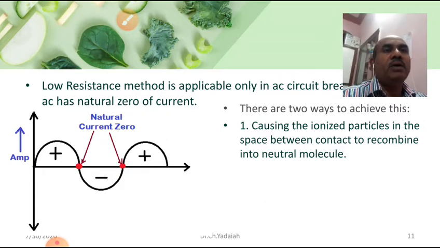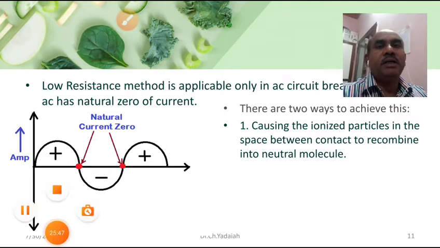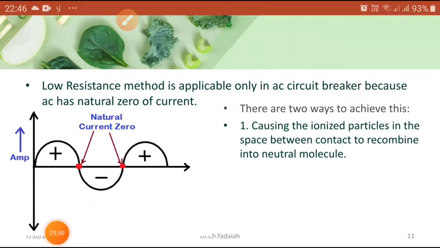That is our aim. Here we have the different methods. You can see here, there are two ways to achieve this. The first one is causing the ionized particles in the space between the contacts to recombine into neutral molecules. Whenever the arc occurs between the male and female contacts, the ionized gas is a path for the flow of the short circuit current. Then the continuous arc comes.